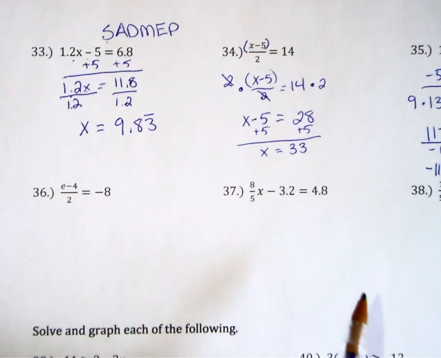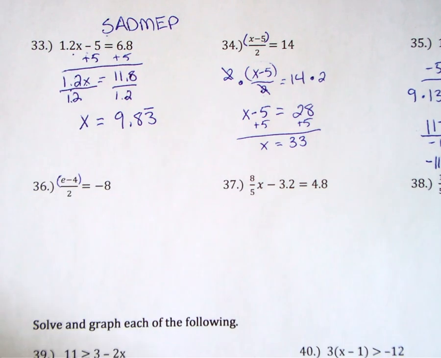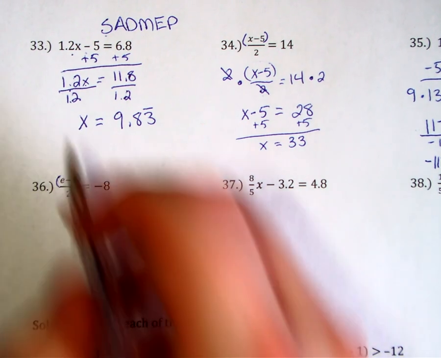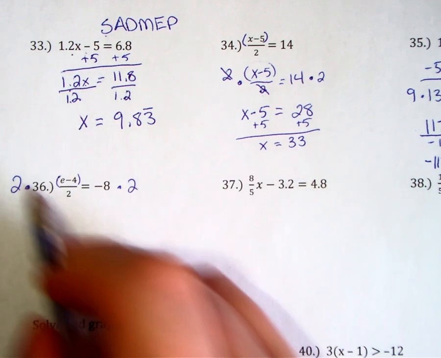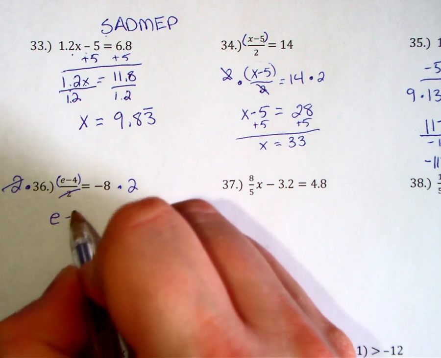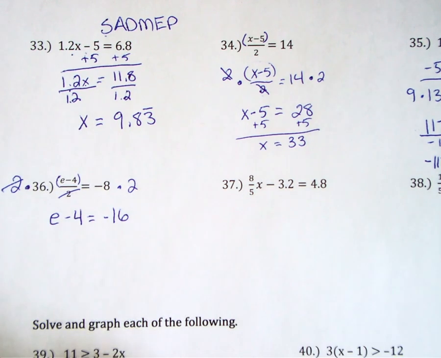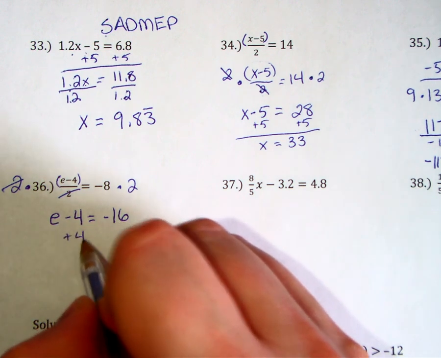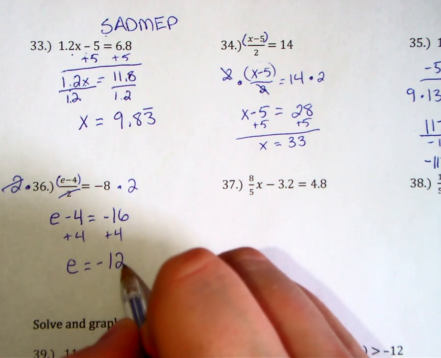Number 36. Again, we have a value in the numerator that's an expression, so we're going to put it in parentheses. And now I'm going to multiply both sides by 2, so that my 2 will simplify out, and we're left with e minus 4 being equal to -16. We're down to a one-step equation now, so we can add 4 to both sides, and e is equal to -12.